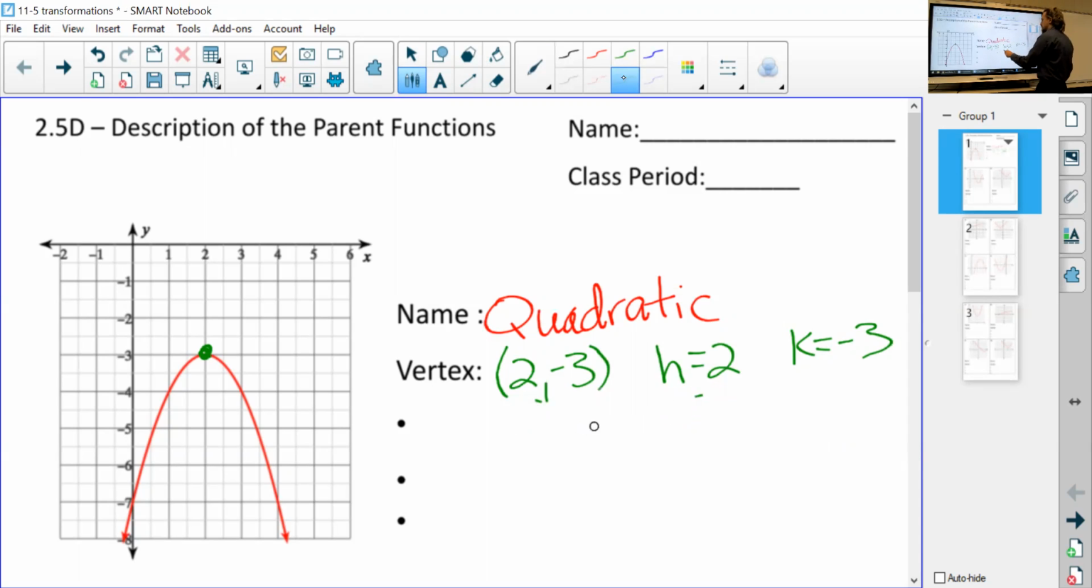Okay, so we got the vertex. We know what type of function it is. So what happened to it? So it's pointing downwards. So we can say this was flipped or reflected over the x-axis.